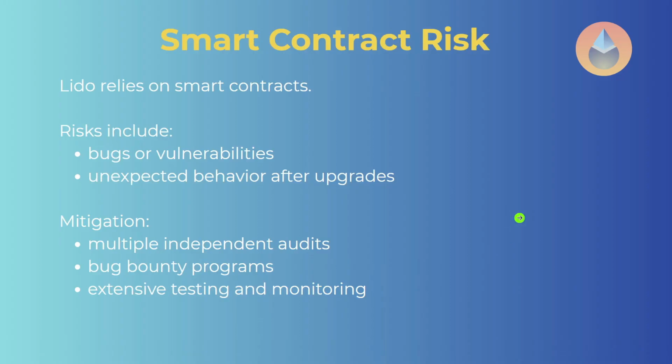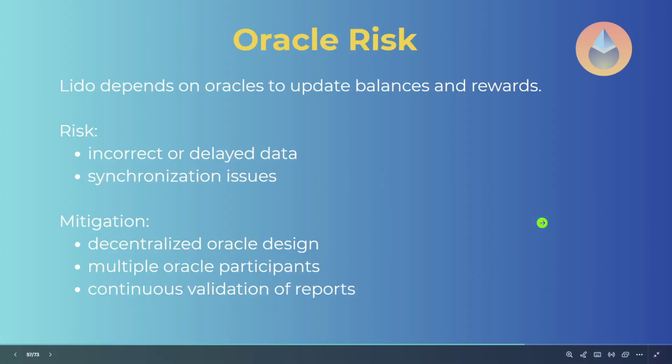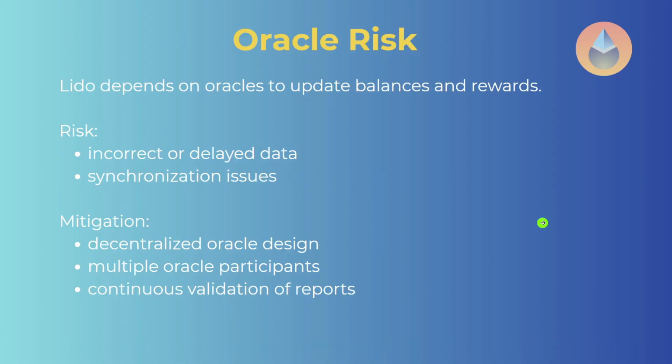Let's talk about smart contract risks. Lido relies on smart contracts. It is a decentralized protocol. So risks include, like all DeFi protocols, bugs or vulnerabilities and unexpected behavior after upgrades. Mitigations are multiple independent audits, bug bounty programs, and extensive testing and monitoring. Let's also talk about the oracle risks. Lido depends on oracles to update balances and rewards. I won't go into too much detail on oracles because they have more to do with the infrastructure of the protocol.